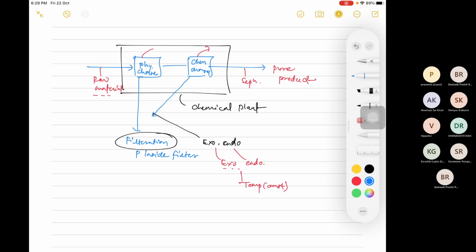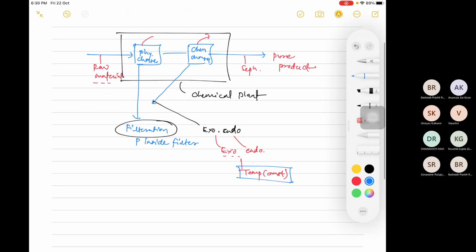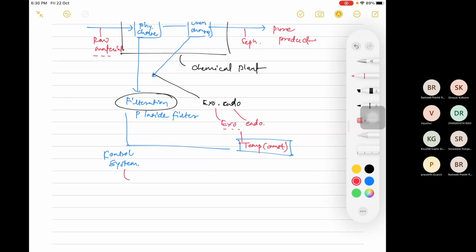You cannot do this manually, right? You will measure the temperature. If temperature is high, then decrease the temperature, or if temperature is low, then increase the temperature manually. You cannot do everything manually, and that's why we use a control system. What is the use of this control system? In order to avoid or to replace human intervention, right? Human intervention.